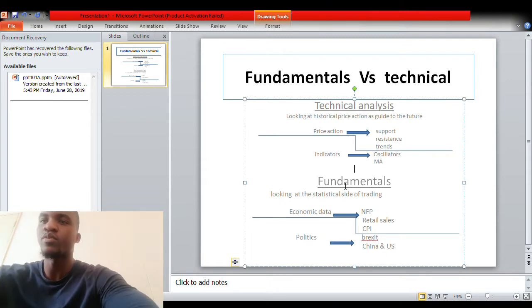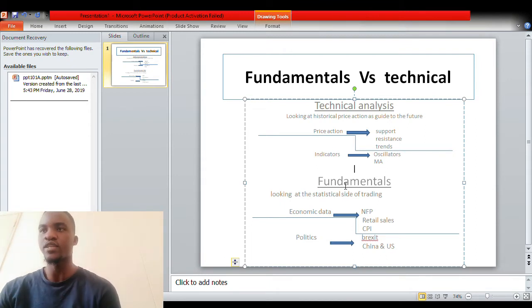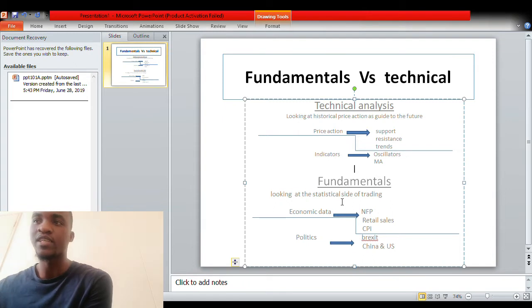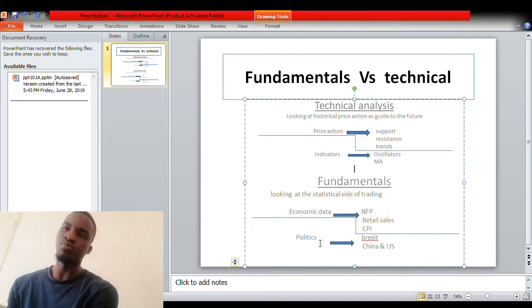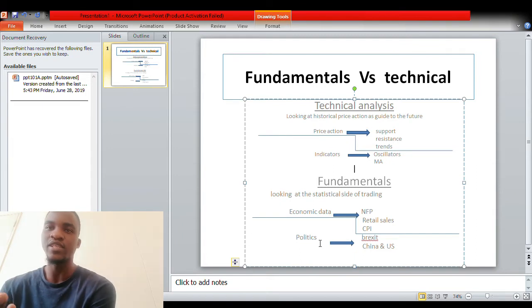Then fundamental side, you'll be looking at the statistical side of trading, so you take into consideration the economic data releases. That's for example NFP, you have retail sales, PMI, CPI. Then you can actually look at politics also, so you have things like Brexit, you have China and US tensions, things like that. So pretty much right now what I'm going to show you is how you can use the volatility that is caused by news while you're actually trading, while you're a technical trader.